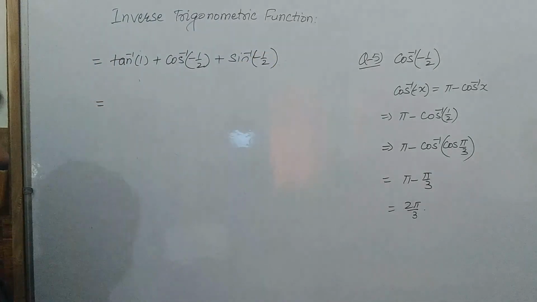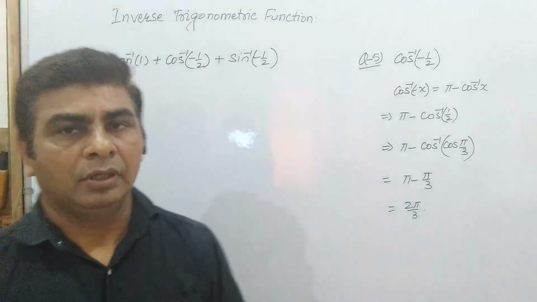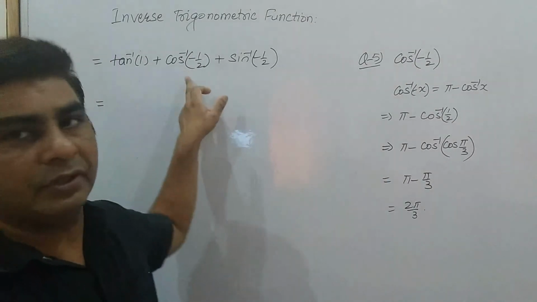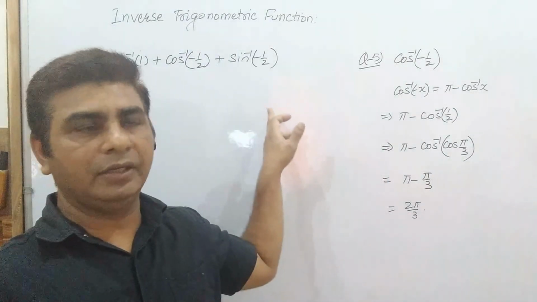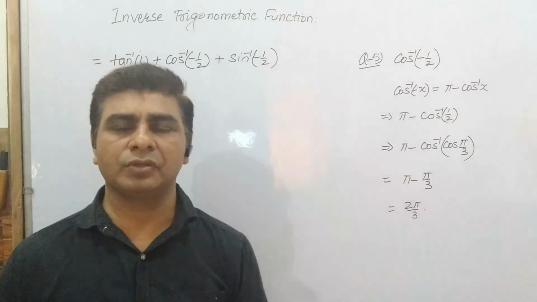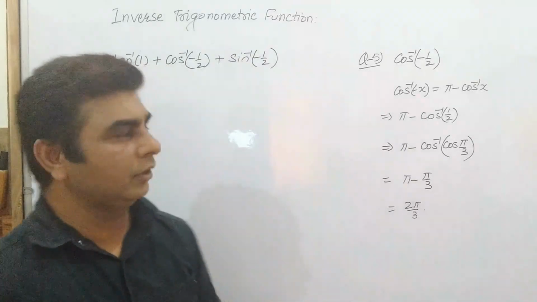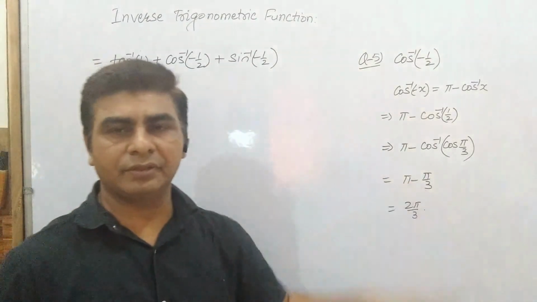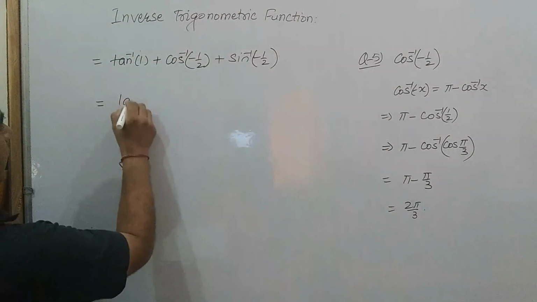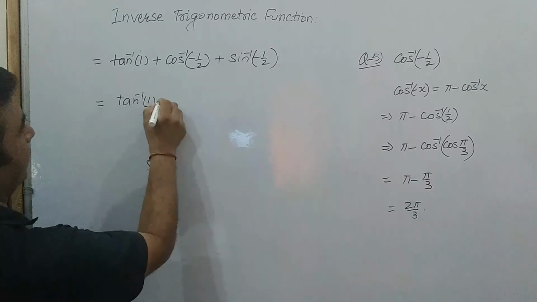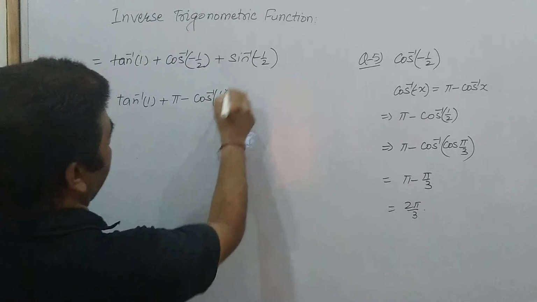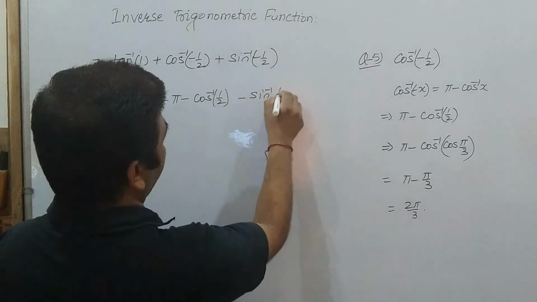So let's see. First of all, there are these inverse trigonometric functions in which a negative sign is there in their angle. So let me use the property for cos inverse minus x, which is equal to pi minus cos inverse x. But in case of sine inverse minus x, this can be written as minus sine inverse x directly. So this can be further written as tan inverse 1 plus pi minus cos inverse 1 by 2 and minus sine inverse 1 by 2.